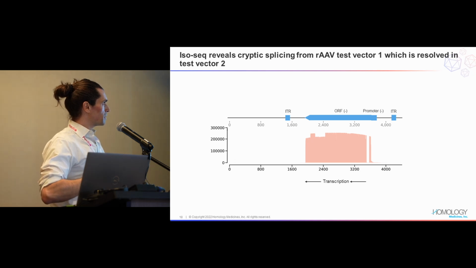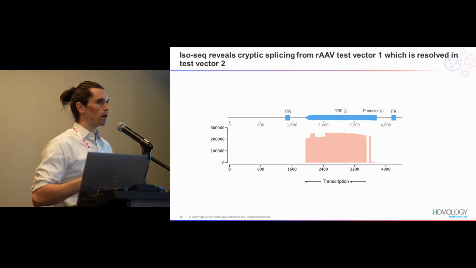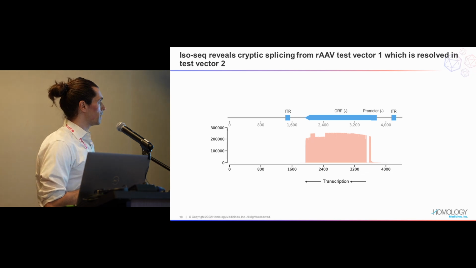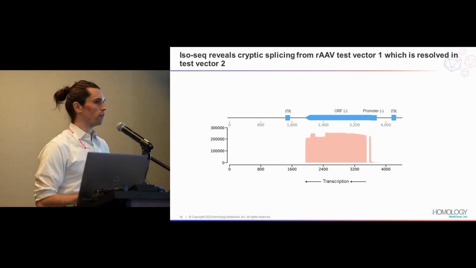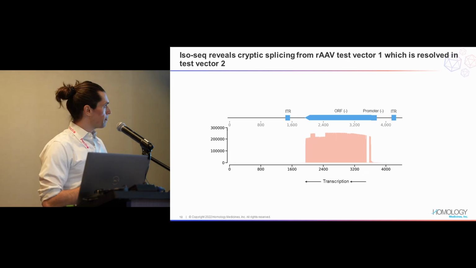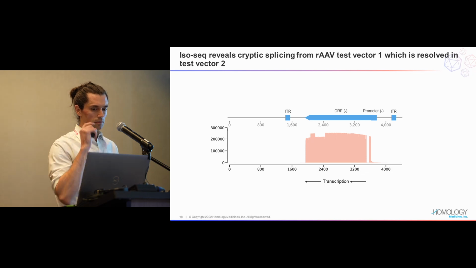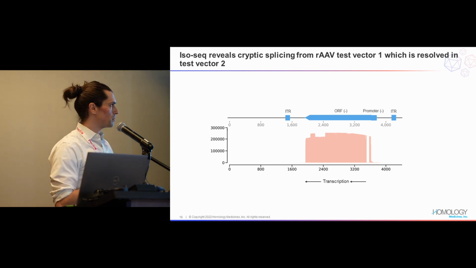And this is just another way to look at this. This is test vector 1, where we did see that splice donor and acceptor site that was resolved in test vector 2. Transcription is going from right to left here. Here we have our first exon, the first intron where that gap is, and we have pretty consistent transcription all the way across. And then we see this little gap. This was that predicted splice donor and acceptor site that was resolved in that second test vector. This technique is really powerful in being able to get really granular and detect these subtle changes.